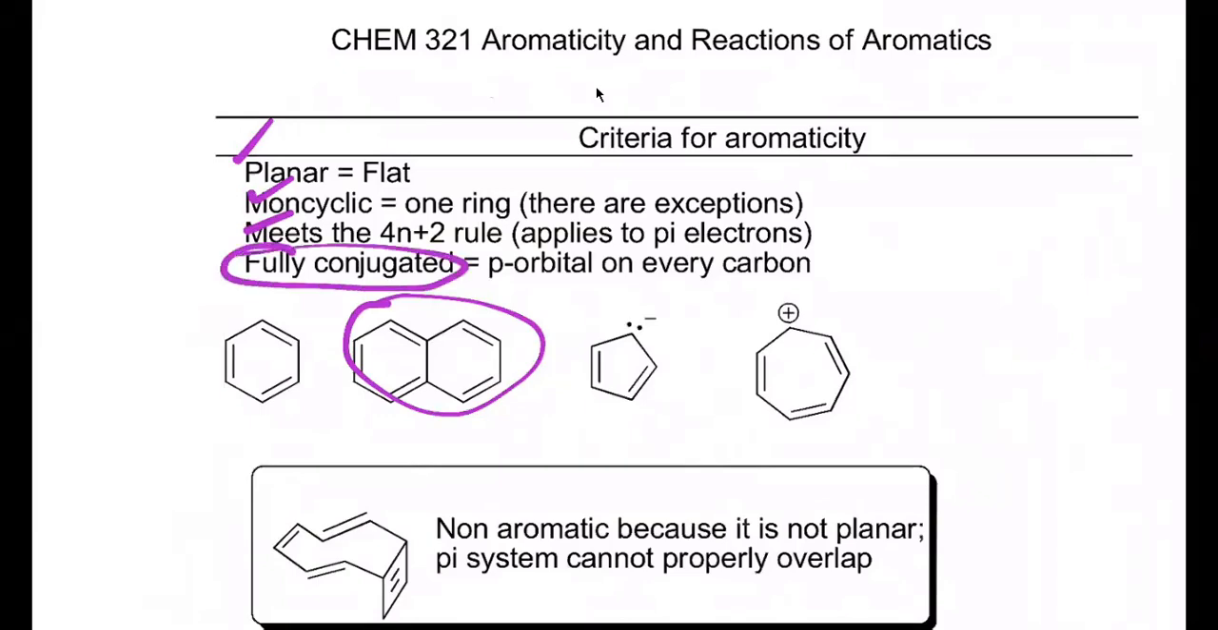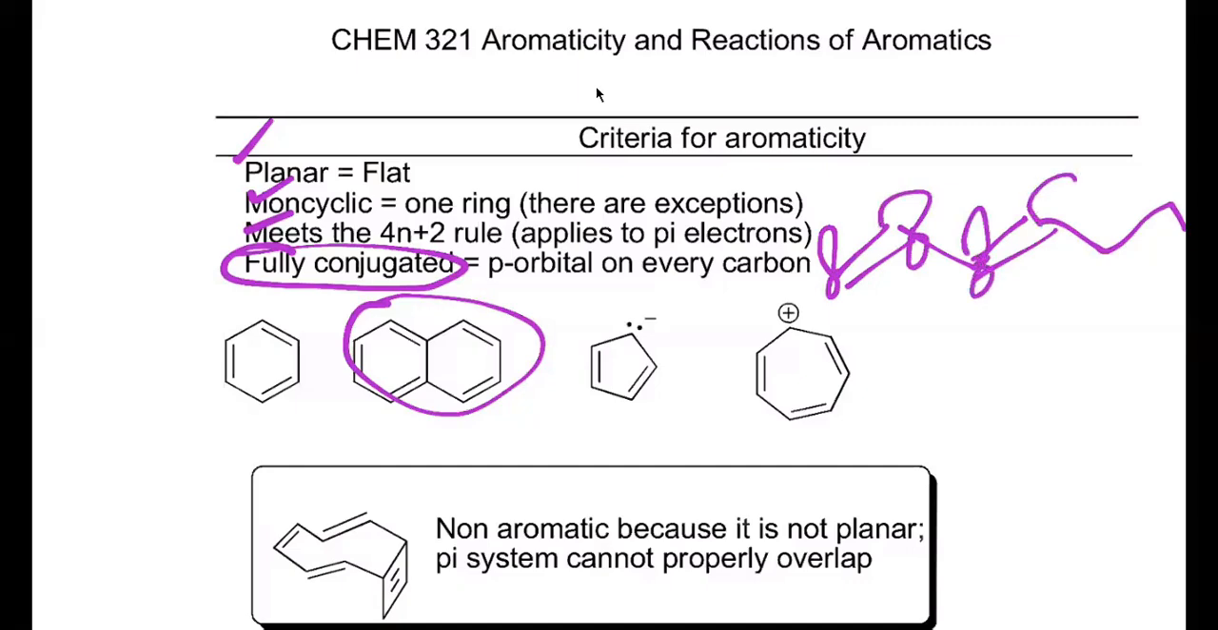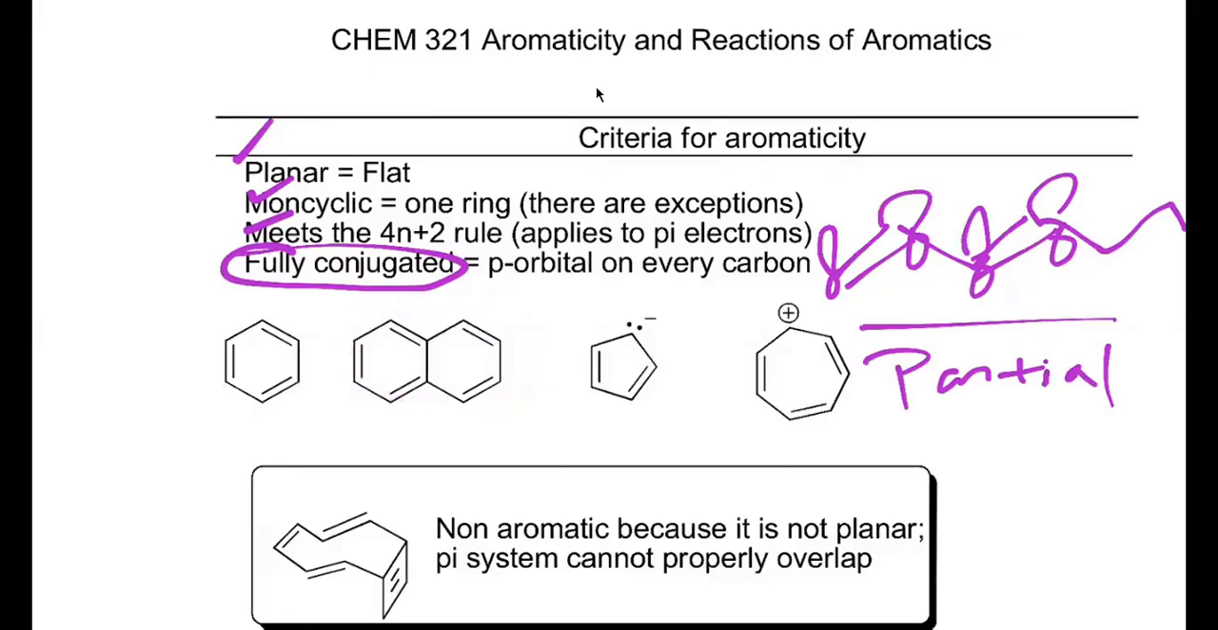Now, when we talked about conjugation before, what was the definition? That was actually a test question. It's between a pi and a sigma bond. So if we had something like this, that's conjugated. But if we add another couple of carbons on there, even though it's conjugated, it's not what we will call fully conjugated. It's only partial. In order for something to be fully conjugated, you've got to have a p orbital on every single carbon. So let's look at benzene.